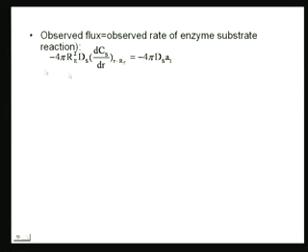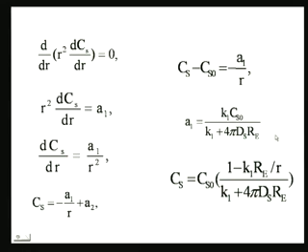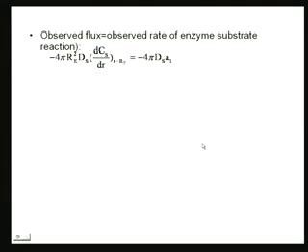So, this is my observed rate of flux, which is minus 4 pi Re square times Ds del Cs del r at r equals Re. Fine. Is it clear with everybody? Because you calculated that r square times dCs dr equals A1. Just now we got that r square times dCs dr equals A1, and so you can put that over here.